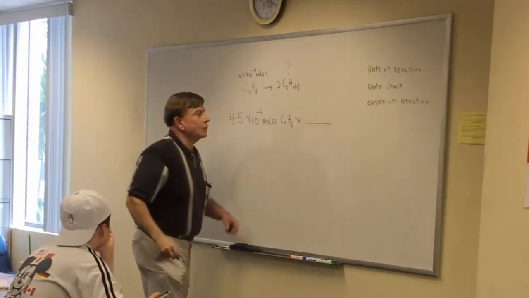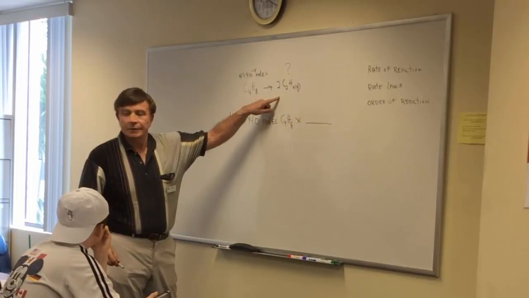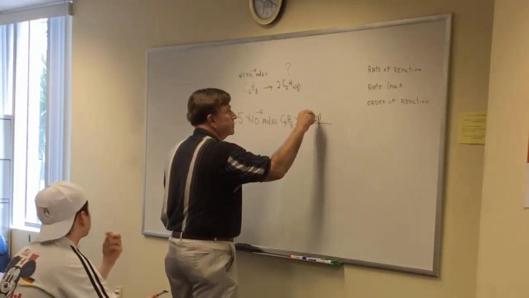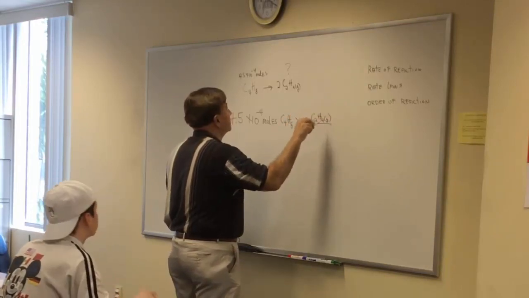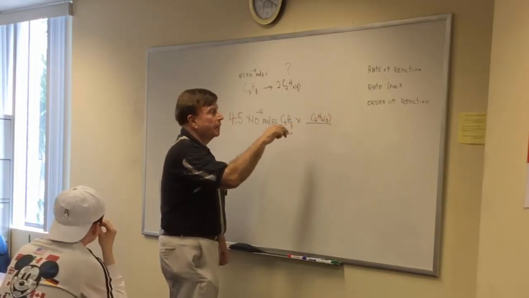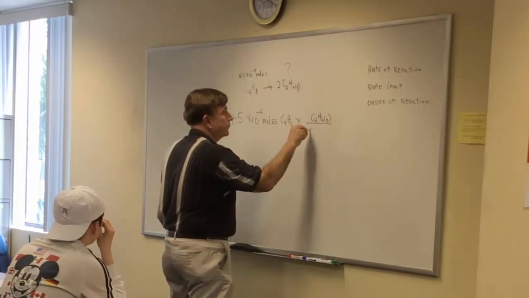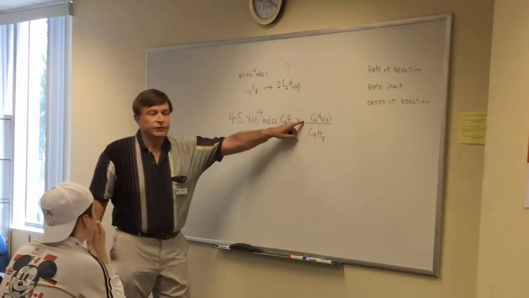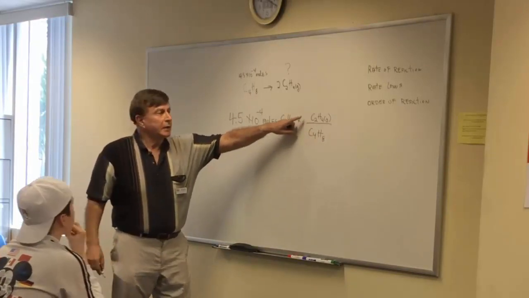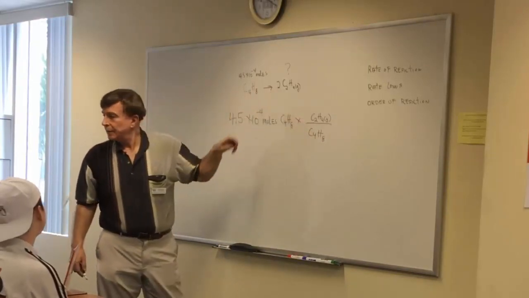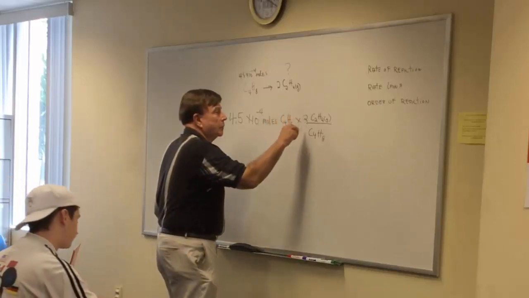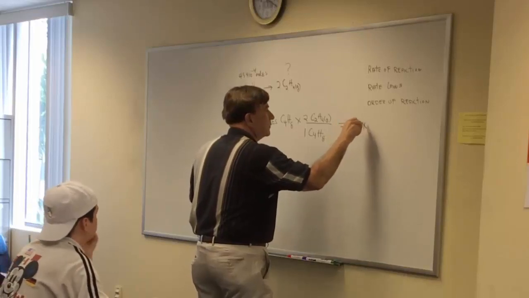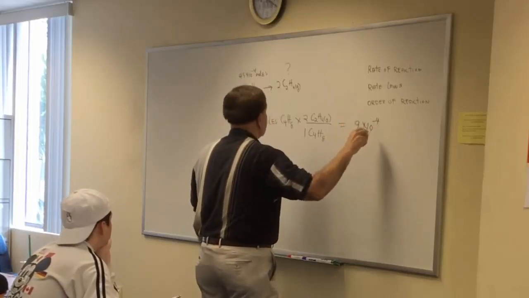And again, you want the mole ratio on this side. This is all moles, and the mole ratio is 2 to 1. Everybody see that? So the answer is going to be 9 times 10 to the minus 4 moles.